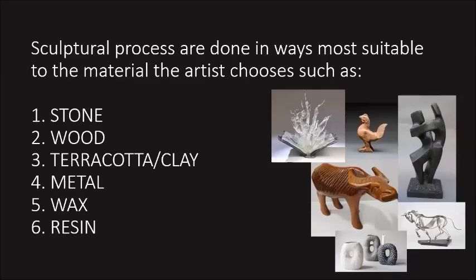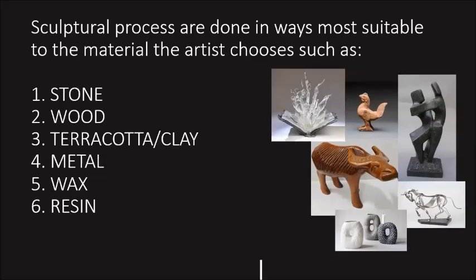So these are the sculptural process that you might use. Okay, so you can use different process using these materials. These are the stone, the wood, the terracotta or the clay, the metal, the wax, and the resin. To further discuss this sculptural process, let's proceed to the next slide.